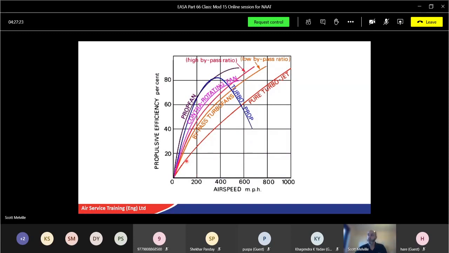A nice pure jet, a simple jet, is quite linear all the way through, but it much prefers going faster, with ram effect. So that's just a typical comparison there. If you get an exam question asking which type of aircraft would be more suitable for lower speeds, it's the propeller type aircraft. Or likewise, what's more efficient at high speeds, a jet engine.